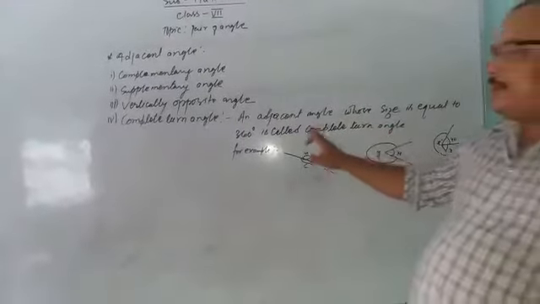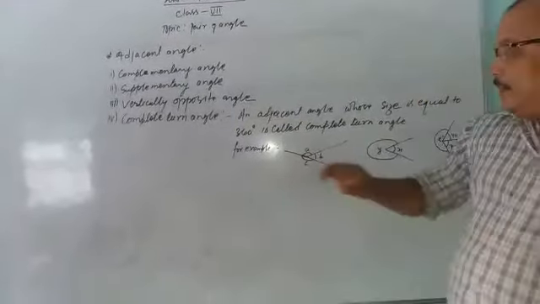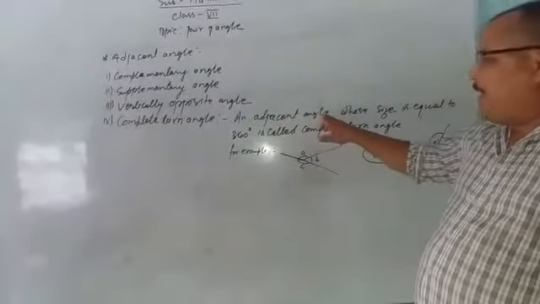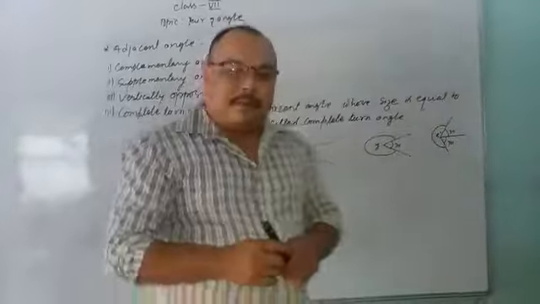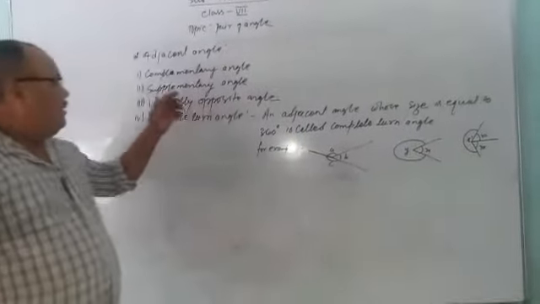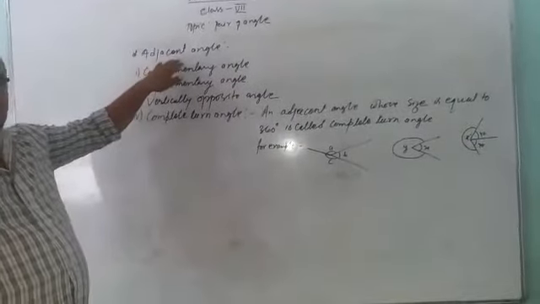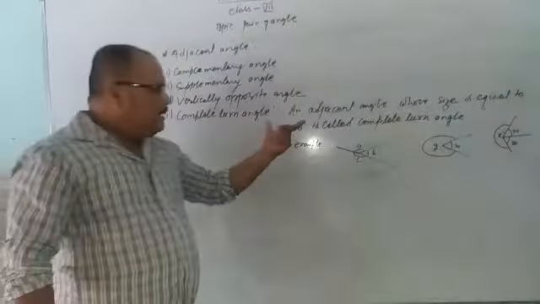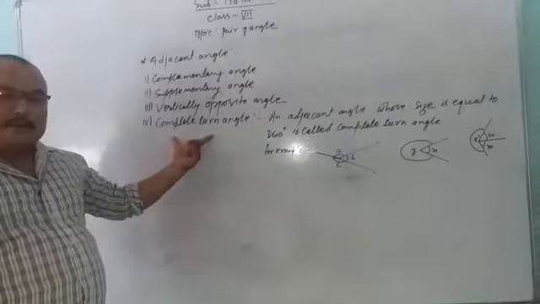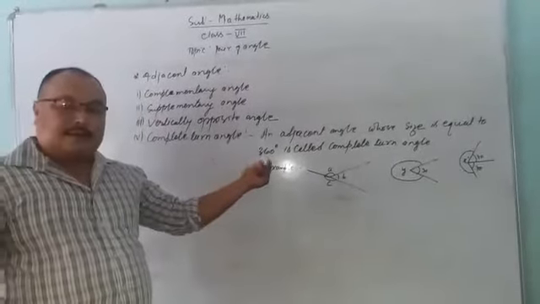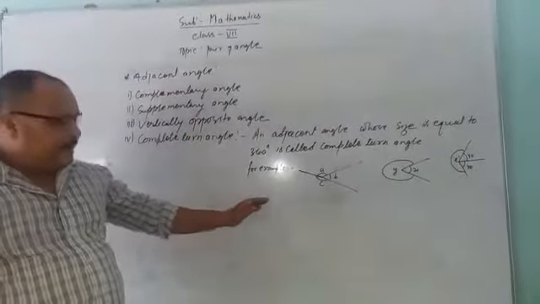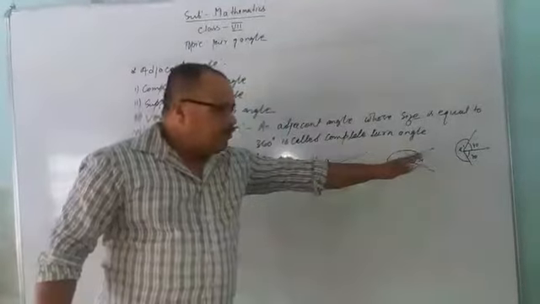So my dear students, I use here adjacent angle. Adjacent, you know very well, because in my previous class I told you what adjacent means. So complete turn angles are also adjacent angles whose sum is 360 degrees. Here are three examples I show you.